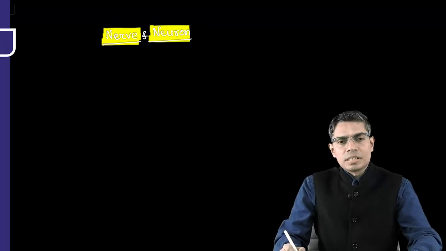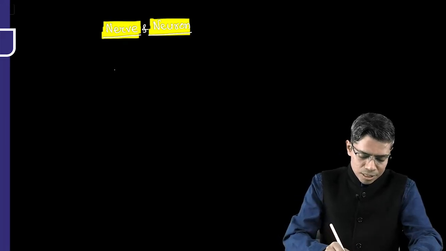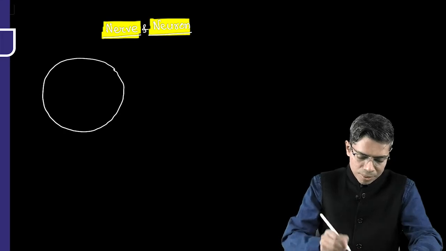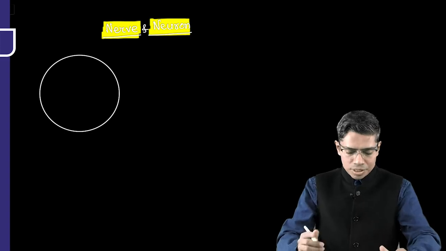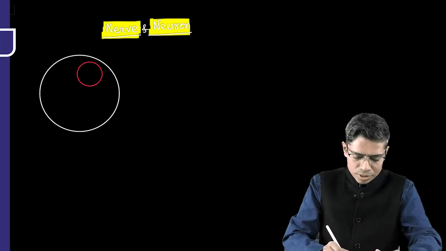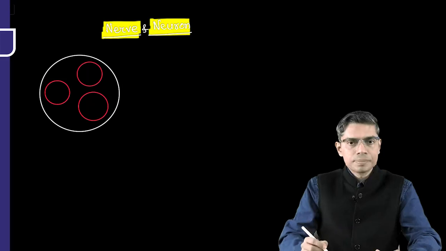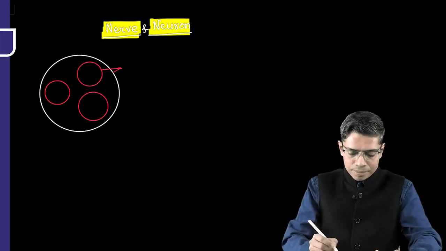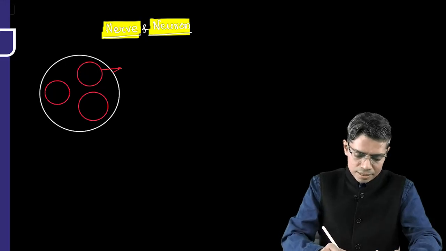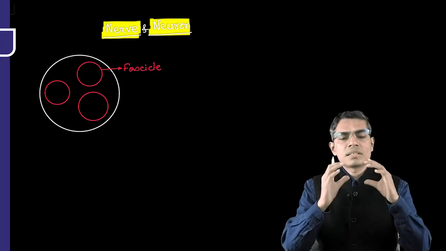If you take a cross section of any of the peripheral nerves from your body, for example the radial nerve or median nerve, what you are going to find out, suppose I am taking a cross section. So this is a cross section of a peripheral nerve. Under this cross section, I am going to find multiple bundles of nerve fiber. So this is one bundle, another bundle of nerve fiber, and another bundle of nerve fiber. These bundles of nerve fiber are known as fascicles. I told you fascicle means bundles of nerve fiber.